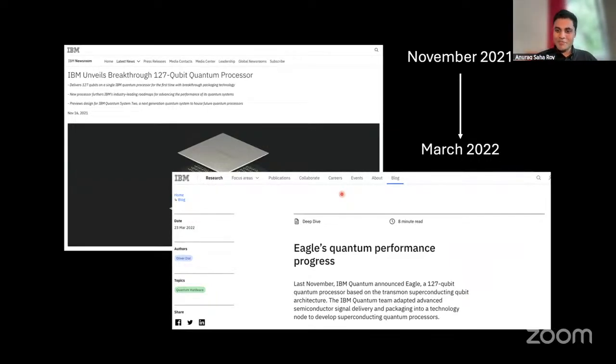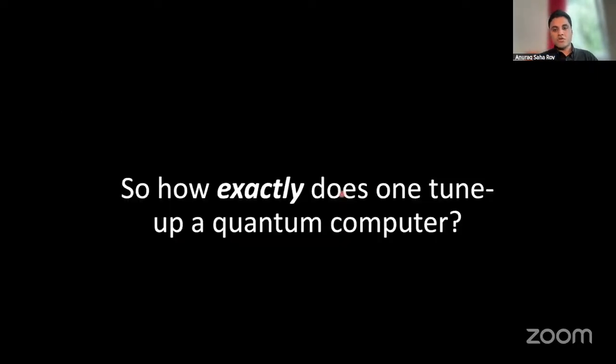So just having that chip is not enough. You have to actually know how to do your X gate, your controlled NOT gates, and several other gates so that you can get some value out of that device. So how do people tune up a quantum computer? This is where things start getting a little bit more technical, but bear with me. This is the part where we talk about science and not just history.